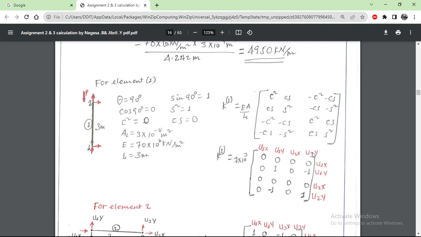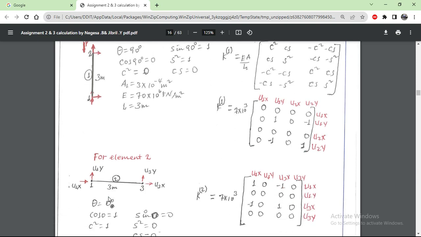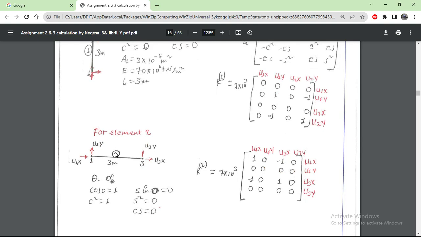Those results are multiplied by the displacement at that point. Element number 2 is horizontal, and the length is 3 meters. The displacements are u1y, u1x, u3y, u3x, where x shows the direction with respect to x, and y shows the direction with respect to y. Then K2 is the stiffness for element number 2. It is horizontal at 0 degrees, and after calculation we generate this result.